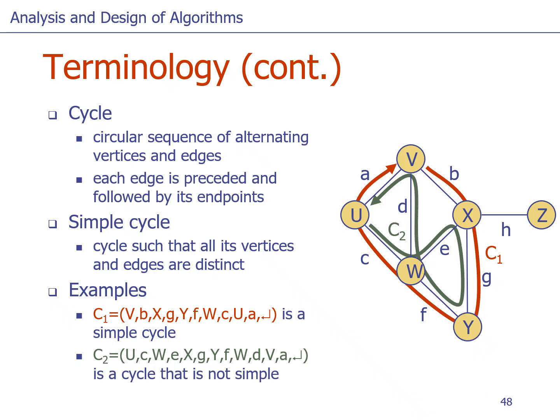Okay? So for example, the one highlighted in red here, it's a simple cycle because I start with V and I end up back in V. Okay? But along the way I did not visit a vertex or a node more than once. Now, the one in green is not a simple cycle, because I keep going back and forth on W.